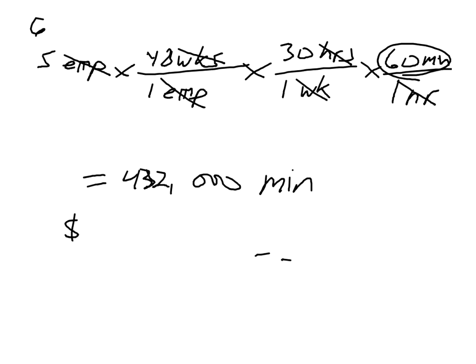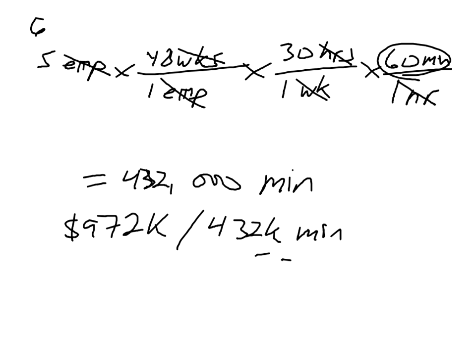Now we're going to do $972,000, which was the cost, divided by 432,000 minutes. And that gives us $2.25 per minute. That's Part A, $2.25.